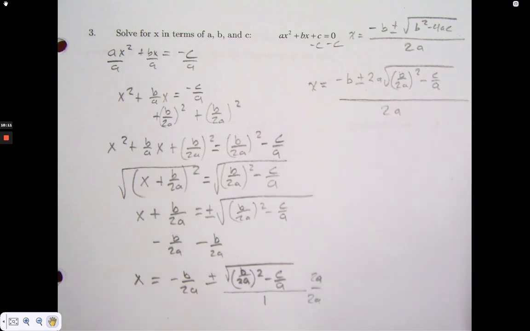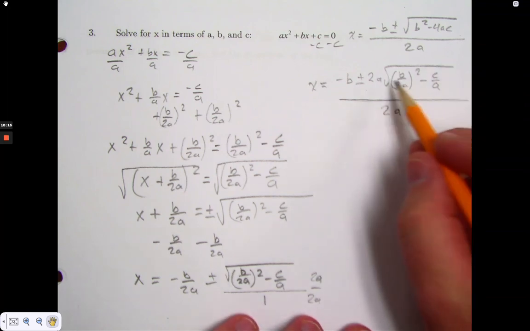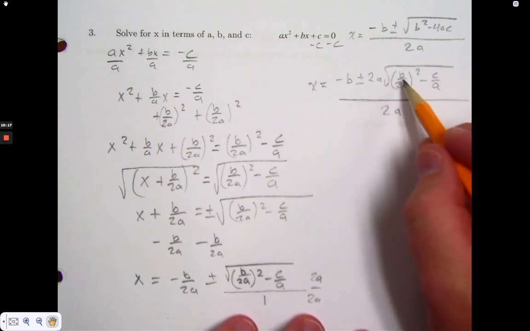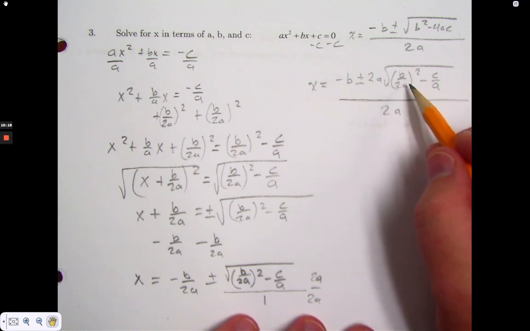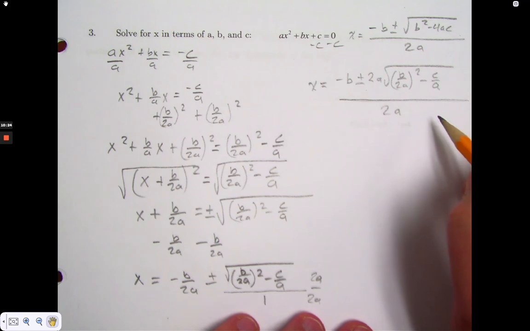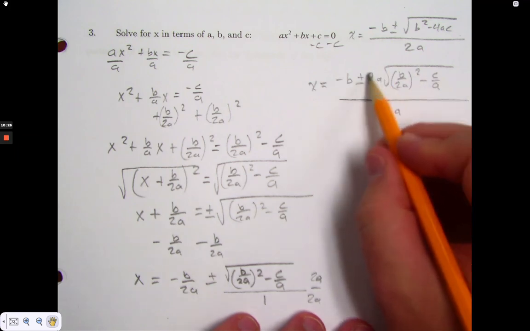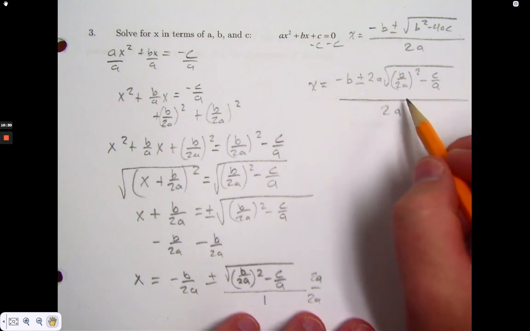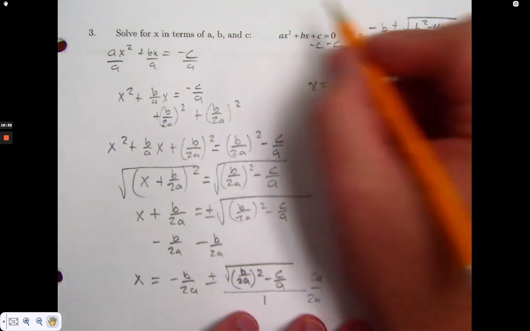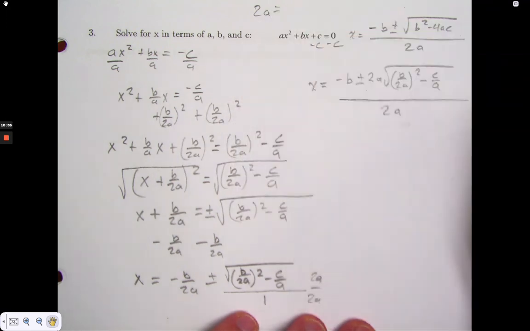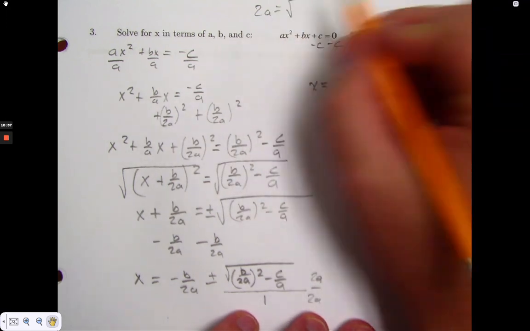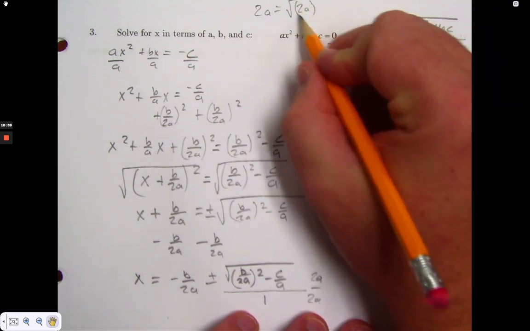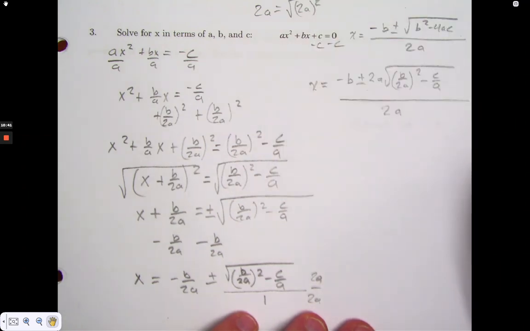Now we have a couple of things that are a little bit odd. We want to get this dealt with: the fact that we have this b over 2a squared. We also have this 2a out in front, and we want to get that inside here. So 2a equals the square root of 2a squared.